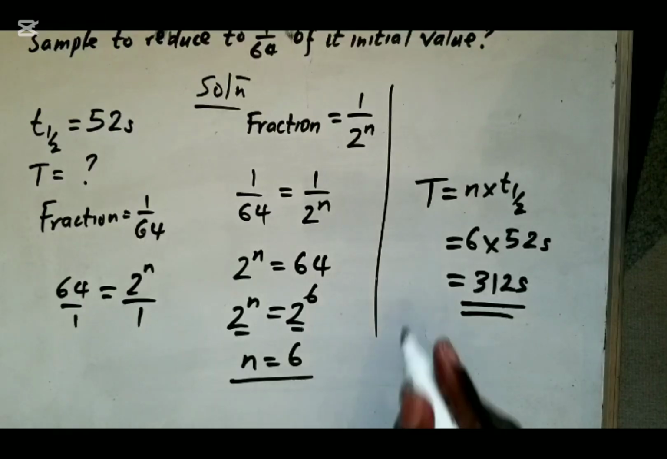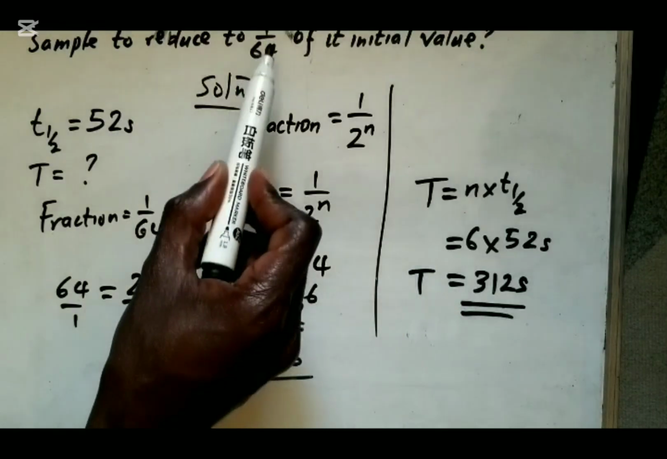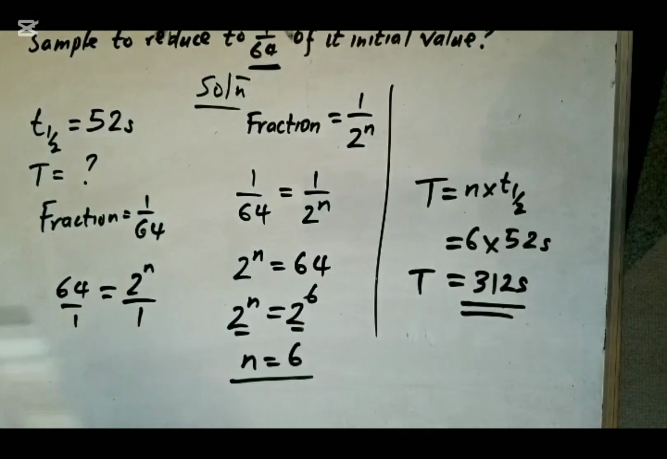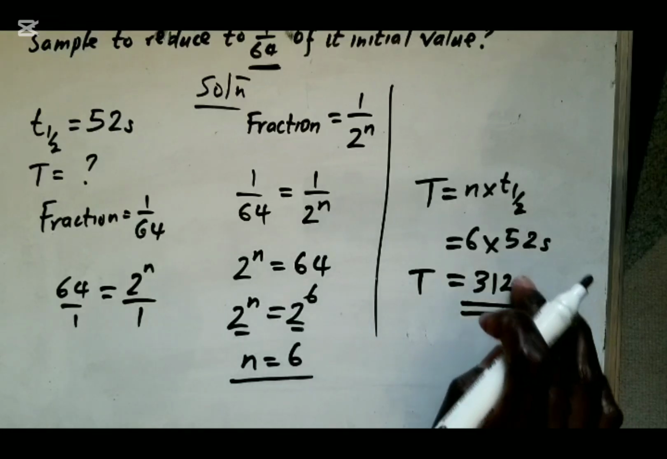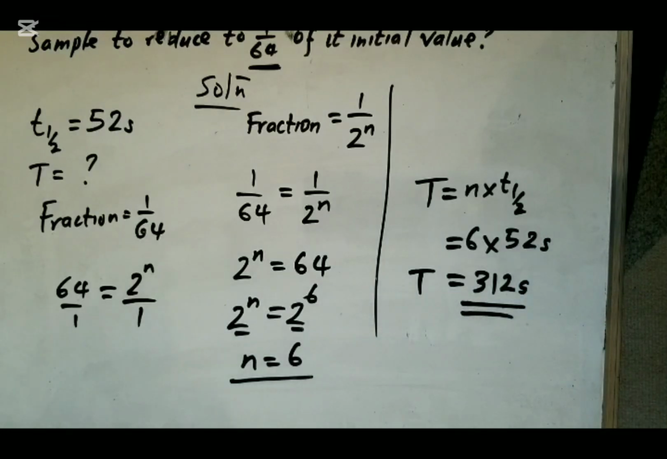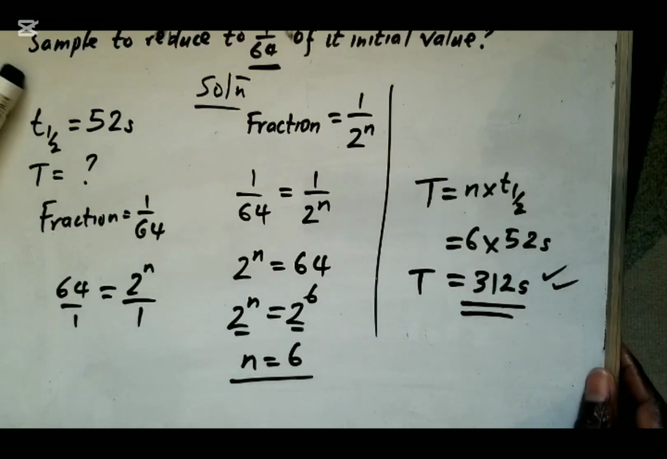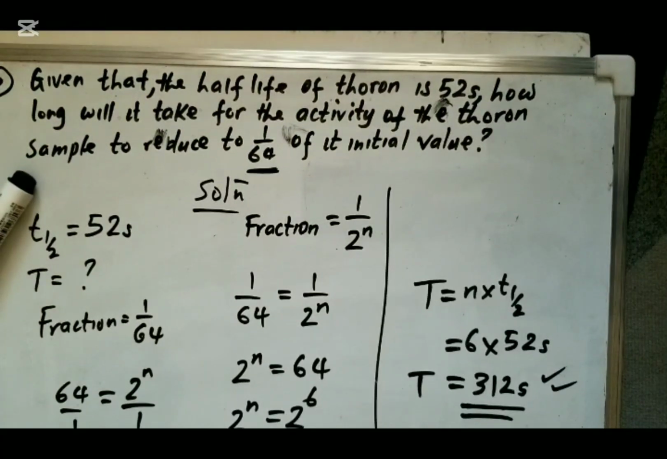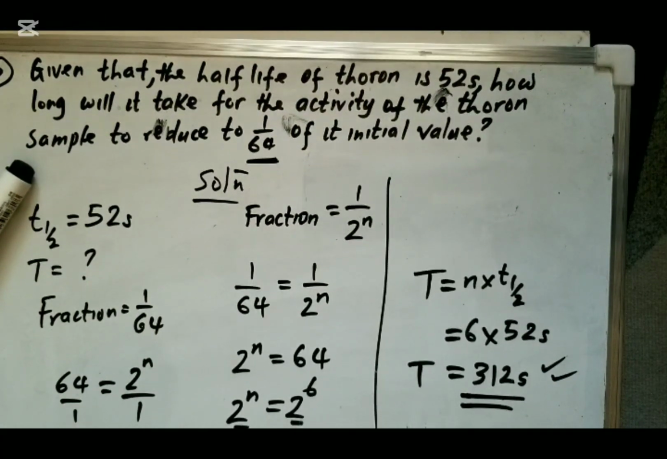So the total time it will take for the sample to come to 1/64 is simply 312 seconds. That's what you need to remember. So 312 seconds is the final answer they wanted you to get. I hope you got a few concepts and you are able to use them to calculate your questions. Thank you so much.